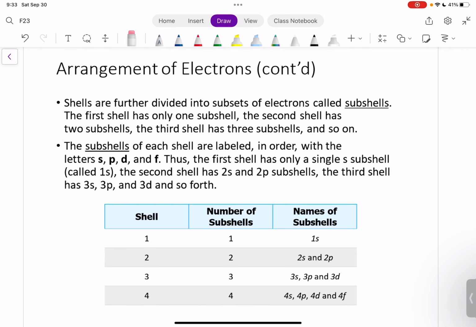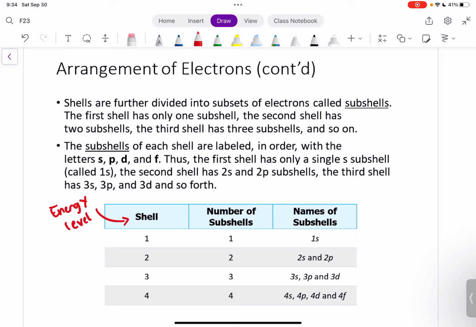We can also divide our shells further into subshells. The first shell has only one subshell. The second shell has two. The third has three, and so on. So if we look down here, we see our shells, right? And what do our shells tell us? Yeah, they tell us the energy level of the electrons that are in that shell.